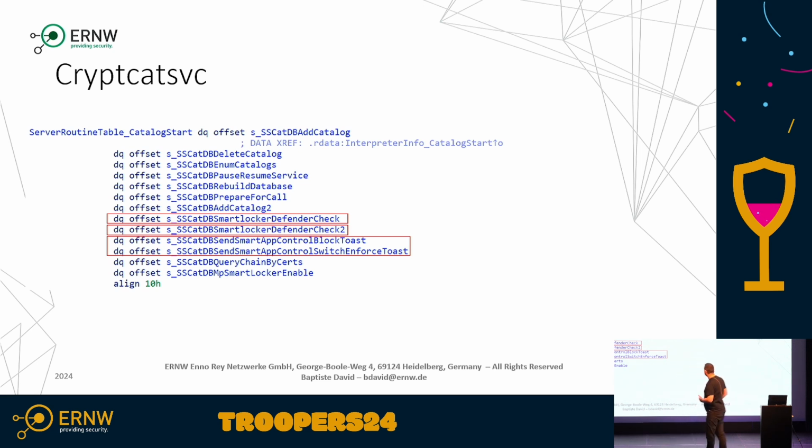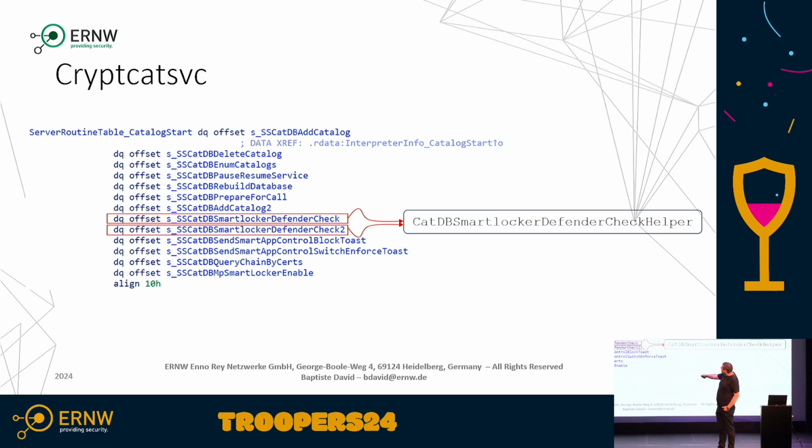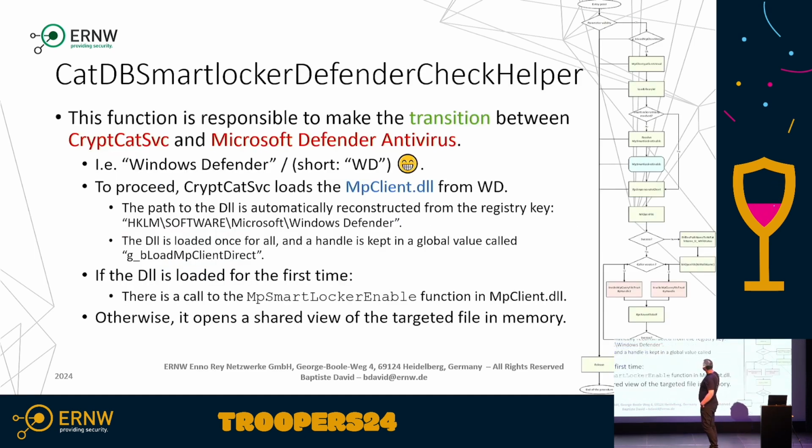Okay. You have 2 kinds of functions. The 2 last are about app control block toaster, switch on for smart app. It's more or less to display something to the user's eyes. So it's a GUI interface, not so important. But the 2 most important are these ones. Cat DB smart locker defender check 1 and 2. 1 is not written, but it's like that. But in the end, both functions rely on the same function, which is this big function, smart app locker defender check helper. Okay?